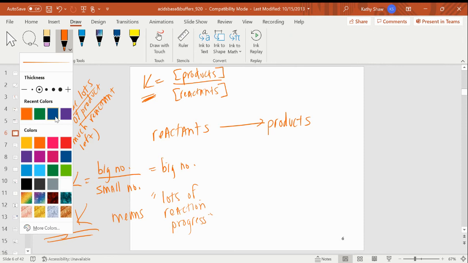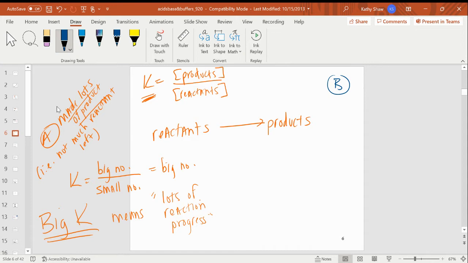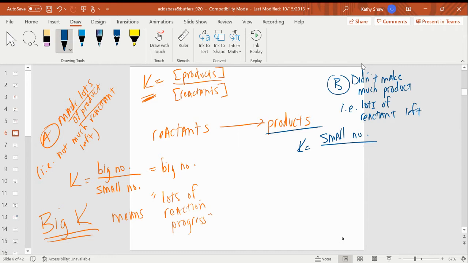Or let's do it the other way around then. So let's say now this is my case B or whatever. I didn't make much product. So if I didn't make much product, that means I have lots of reactant left. The reaction didn't do much. It progressed a little. So now my K, which is still products over reactants, is going to be the little number because that's the concentration of my products. I don't have much product. The reaction didn't do very much. Over the concentration of my reactants. I still have lots of reactant because the reaction didn't do much. So that's going to be my big number. If I divide a small number by a big number, that's going to give me a small number.